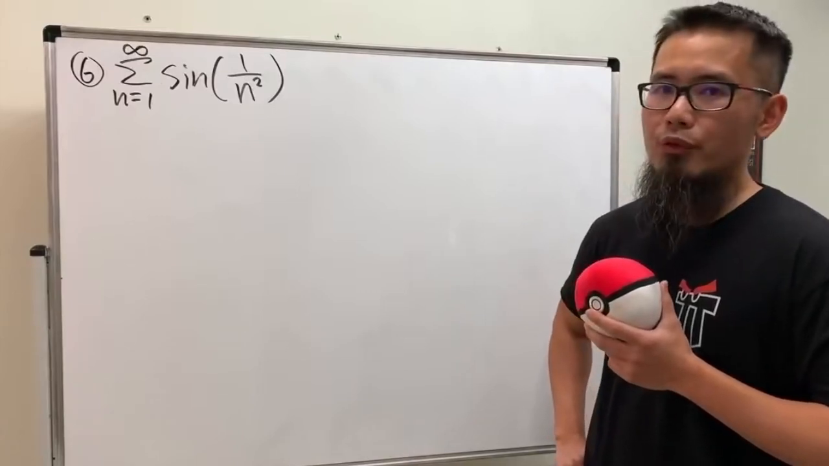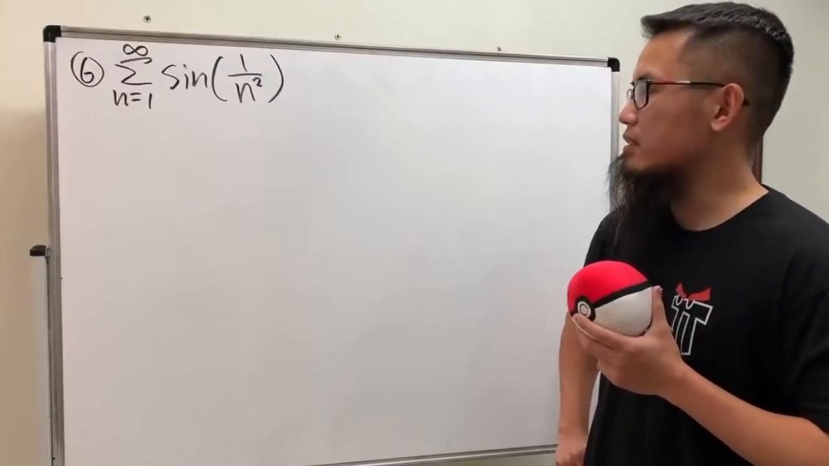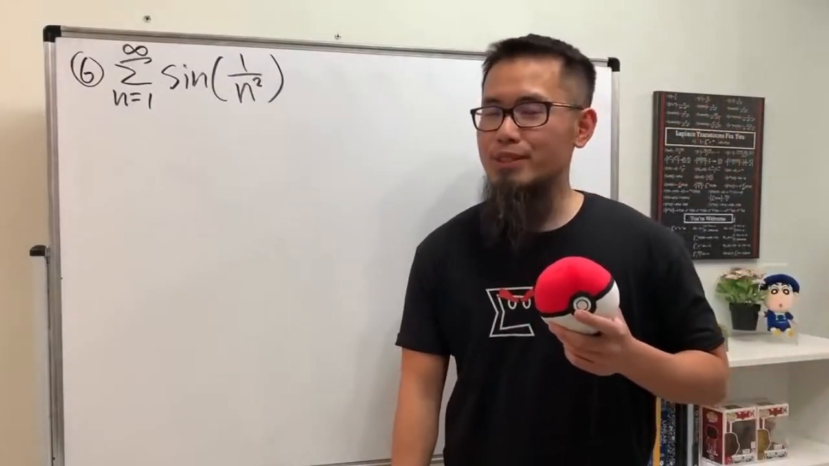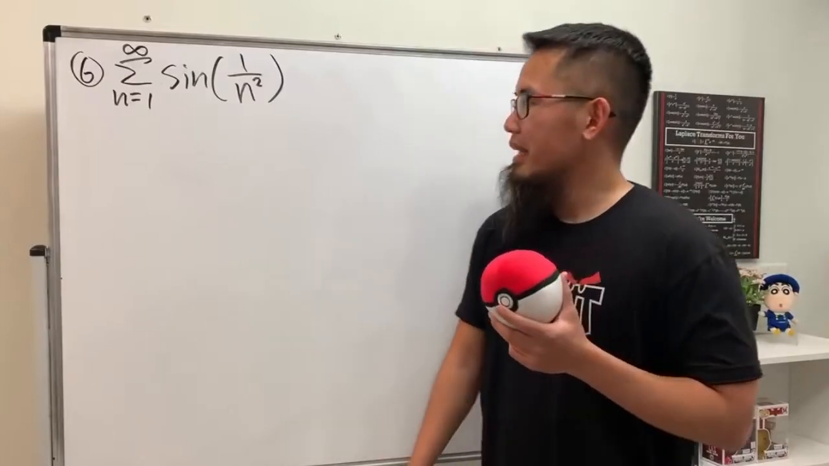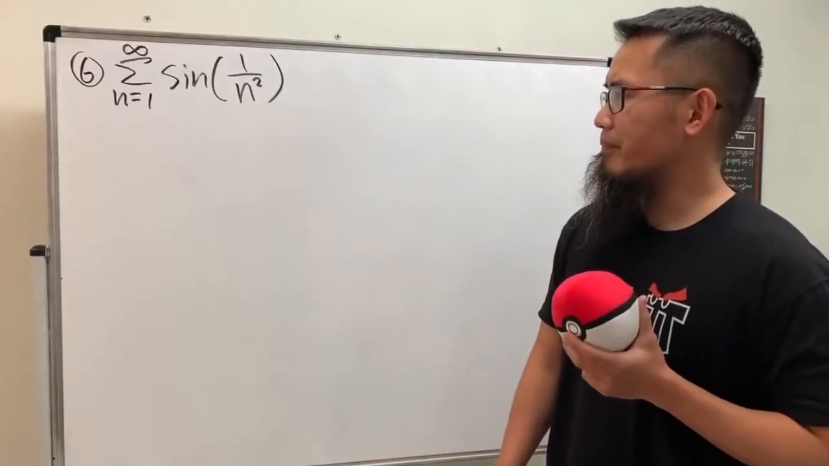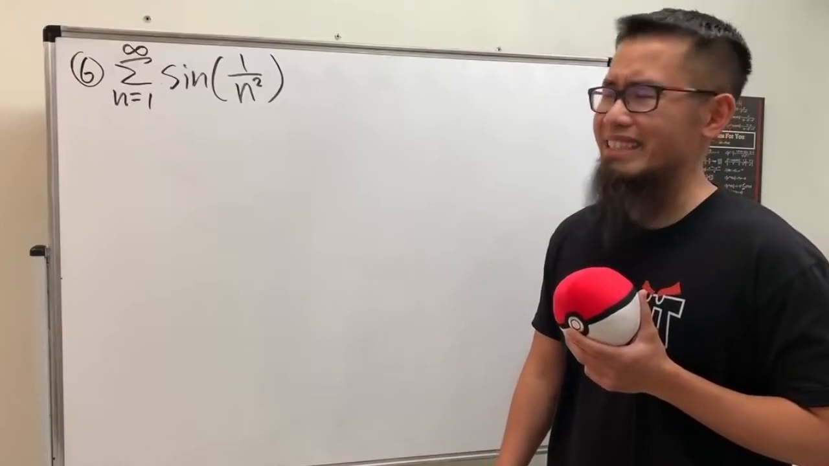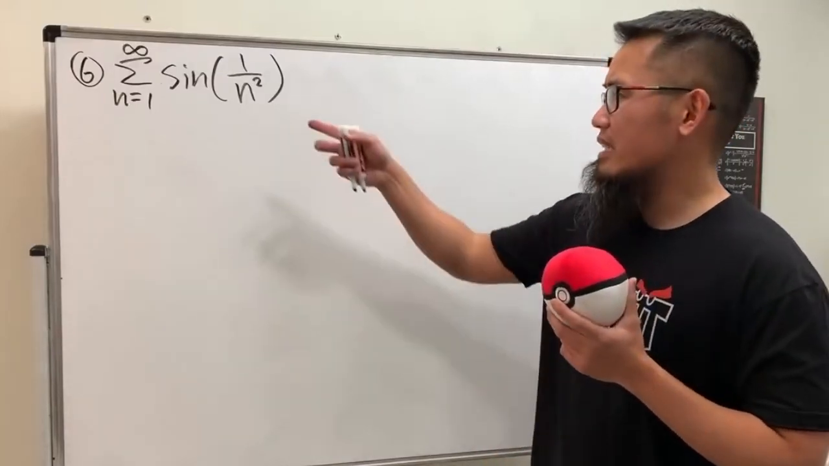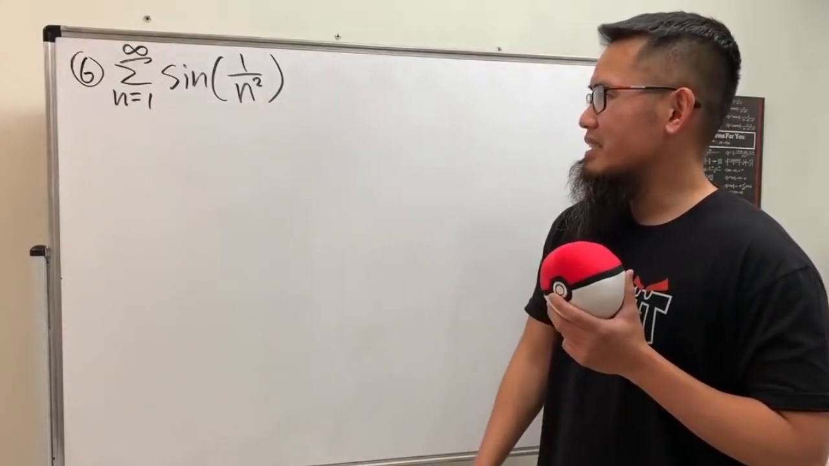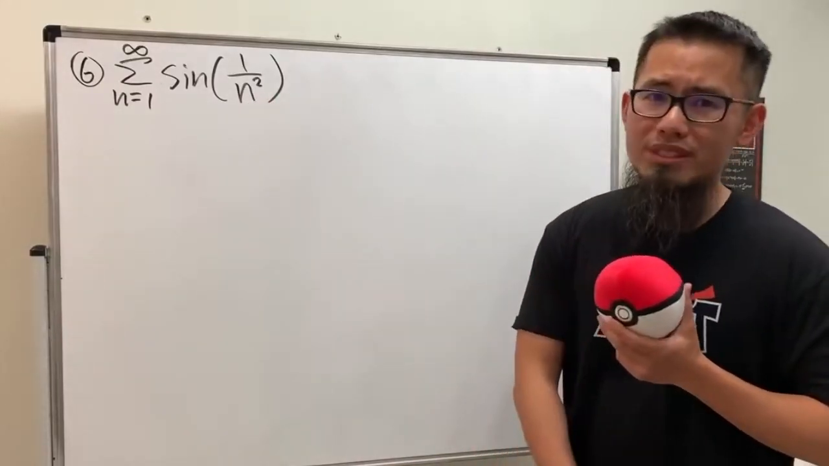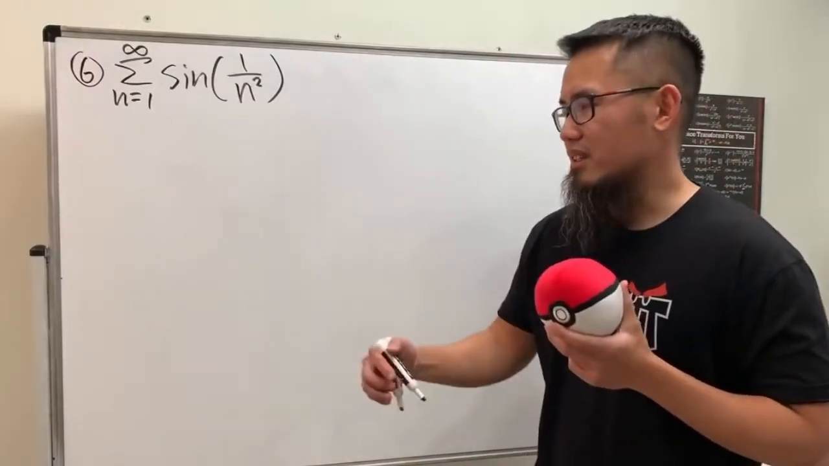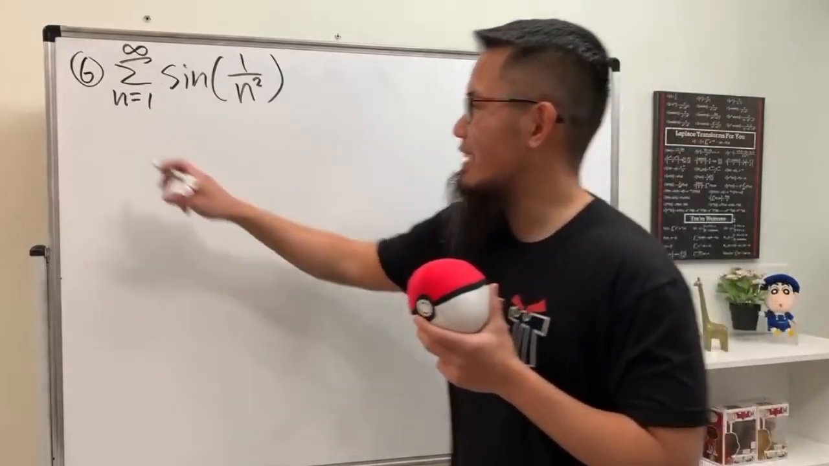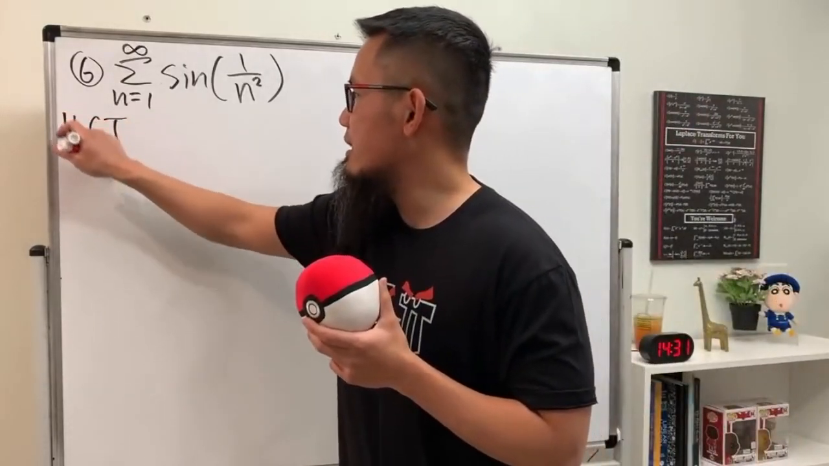We do see the 1 over n squared, but it's inside of the sine. Maybe there's a connection. So let's do some comparison. And I don't think the direct comparison will work out nicely because remember direct comparison we have to do inequalities, and I don't really want to work with inequalities when we have sine, trig functions and things like that. So let's try the limit comparison test. So limit comparison test in action.